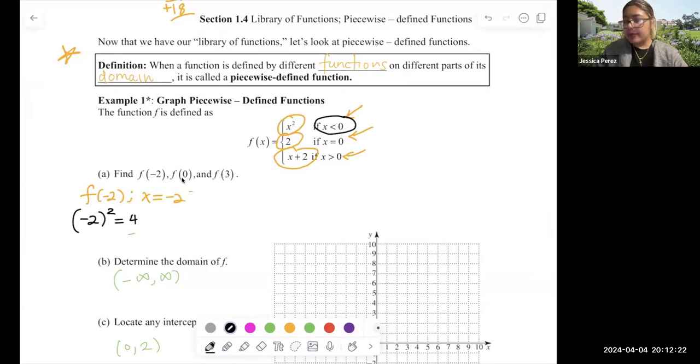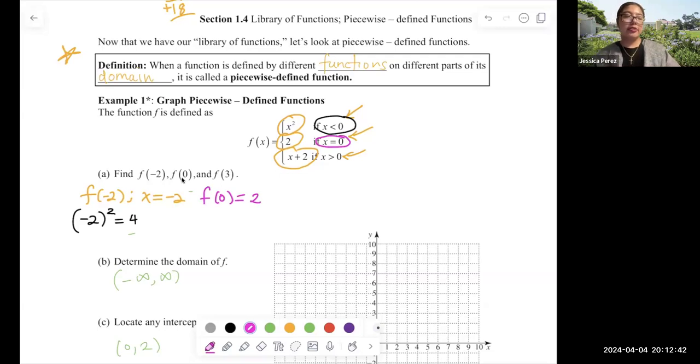What about f of 0? That means x is equal to 0 here. So the answer is just 2. There's nothing for you to plug in; it just follows that equation. Any questions on just knowing where to substitute it?